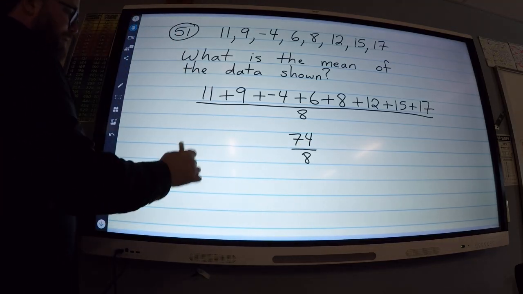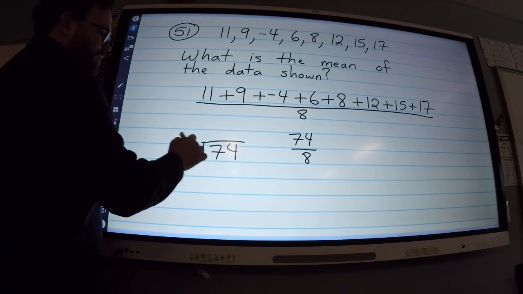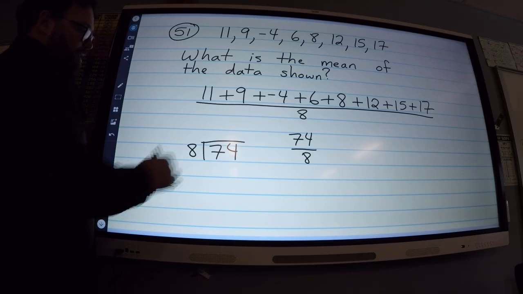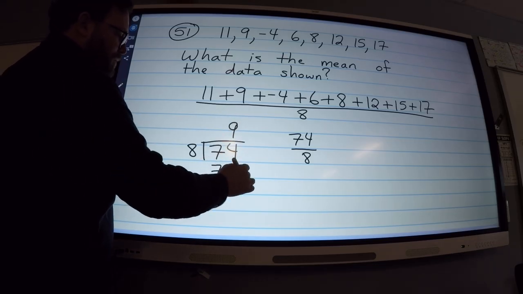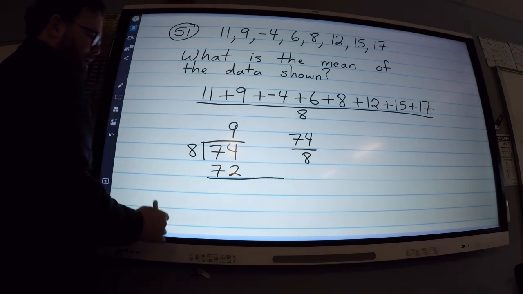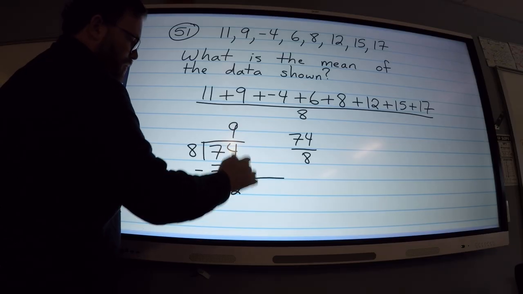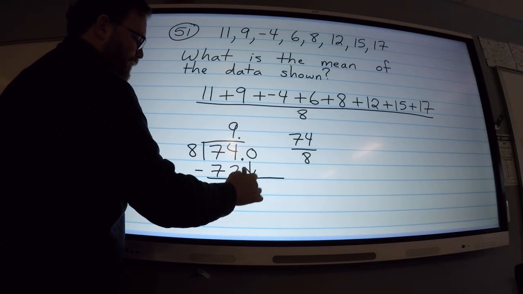Okay, so let's do that division. So 74 divided by 8. Well, 8 times 9 is 72. So let's do 8 times 9. We're going to get 72. Okay. And then we'll subtract 72 from 74. We'll get 2. We're going to add a decimal point here, and we'll bring down a 0.